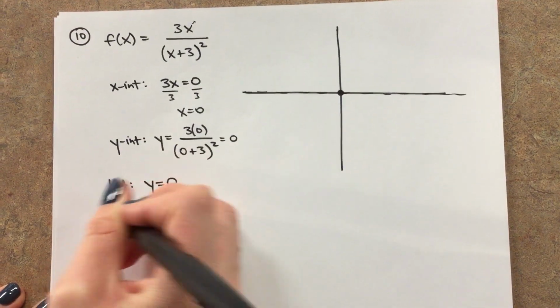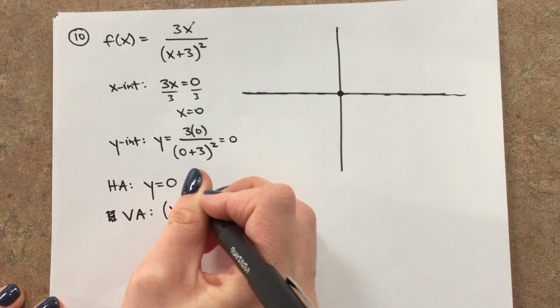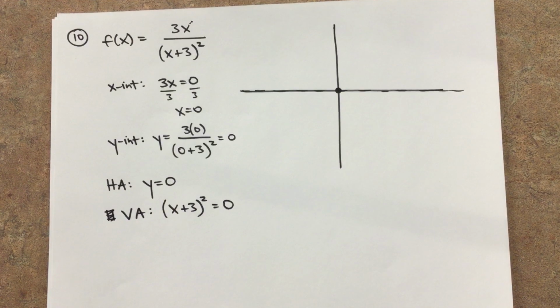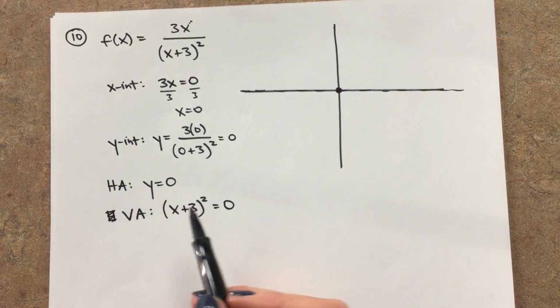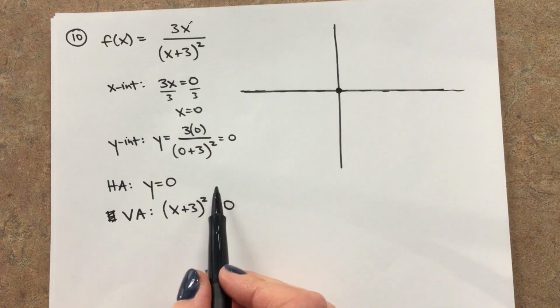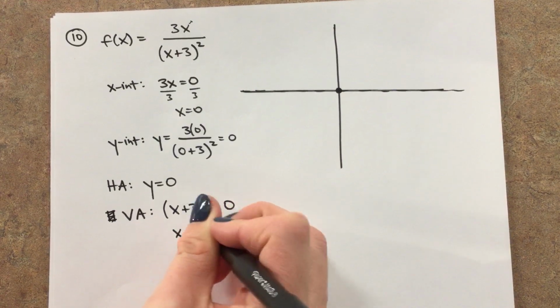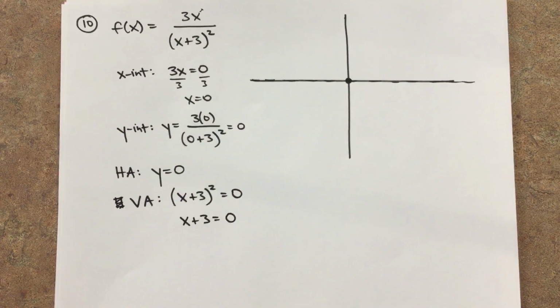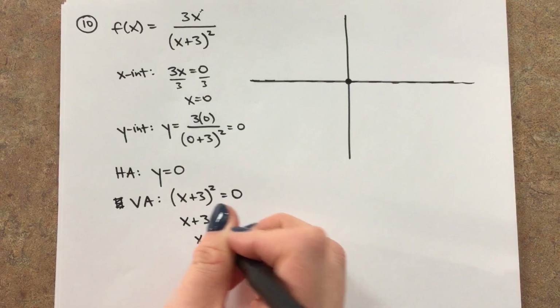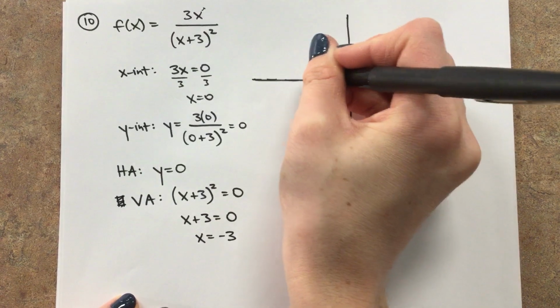And then the last piece is the vertical asymptote. So you take whatever is in the denominator and you set that equal to 0. So the x-intercept is setting the numerator to 0. The vertical asymptote is setting the denominator equal to 0. So for this one, we would take the square root of both sides. So square root of 0 is still 0. So I have x plus 3 equals 0. And then subtract the 3 from both sides. So I end up with negative 3. So go 1, 2, 3.